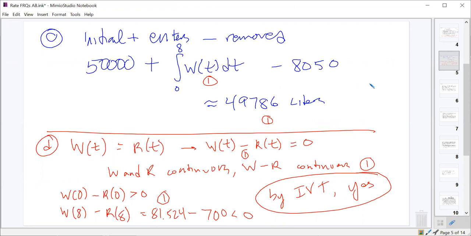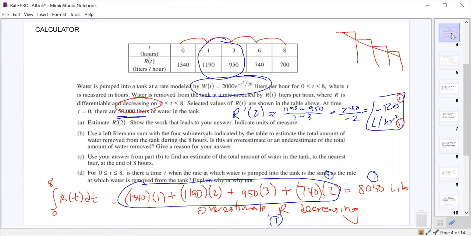I mean, you could. I don't see any other way to do it since you don't have a function for R offhand. I don't know. Did you try something else? Maybe I'm just not seeing something else that seems obvious. I didn't really do it right. I just graphed W of t and then looked at the values of R of t and saw that they crossed over and said that they intersected, which wasn't a solid proof.